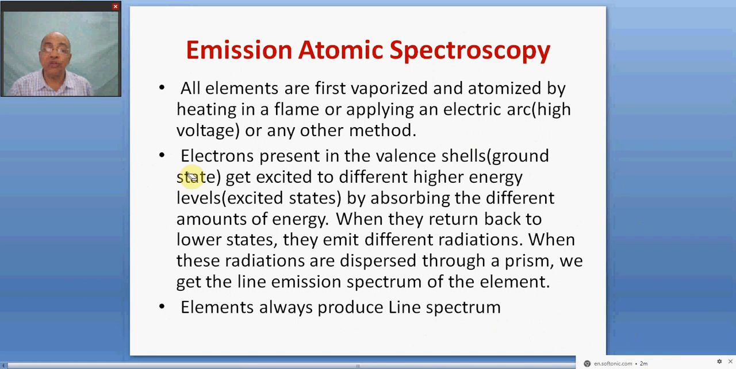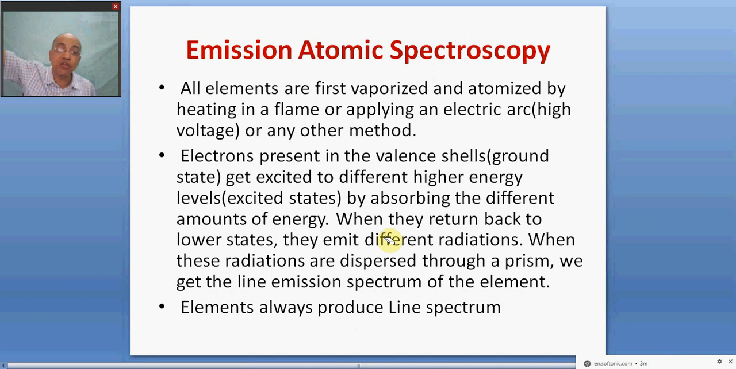Then, as you know, the elements, the atom, they have electrons in different shells, K, L, M, N, and so on. You have studied in your lower levels that each atom has different shells or electronic levels where the electrons are there. Now the electrons present in the valence shell, the last shell, that is called the ground state, get excited, get promoted to different higher energy states. Those are called the excited states, by absorbing different amounts of energy from that energy source.